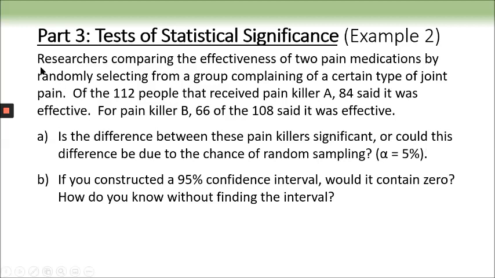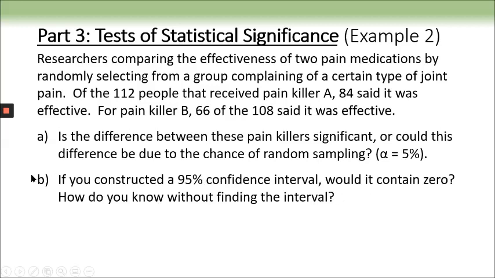Okay, I want to do a second example because that one had some things we had to do, and I want to do some other interpretations. So, researchers comparing the effectiveness of two pain medications by randomly selecting from a group complaining of a certain type of joint pain. Of the 112 people that received painkiller A, 84 said it was effective. For painkiller B, 66 of the 108 said it was effective. And then we are asked to do a test of significance at alpha 5%. And if we constructed a confidence interval, would it contain 0? You are not asked to construct the confidence interval.